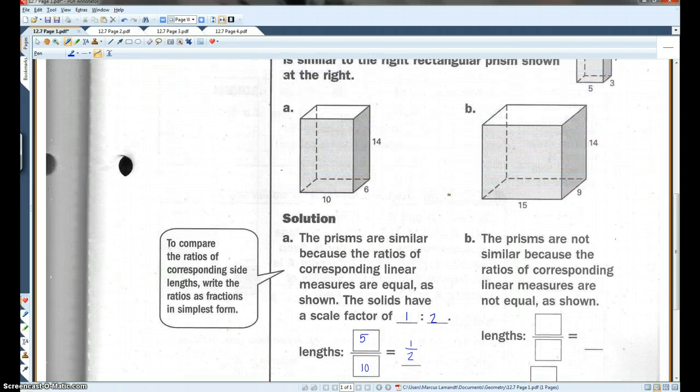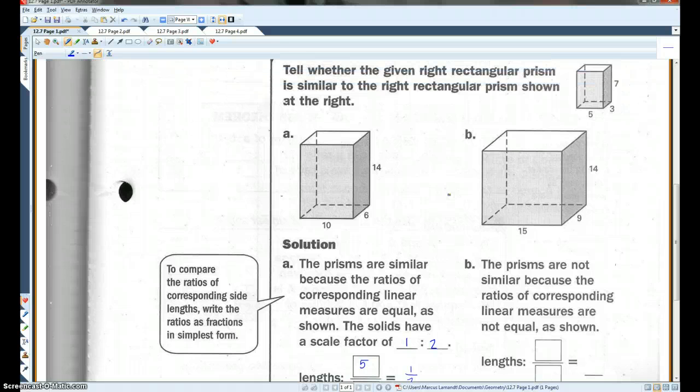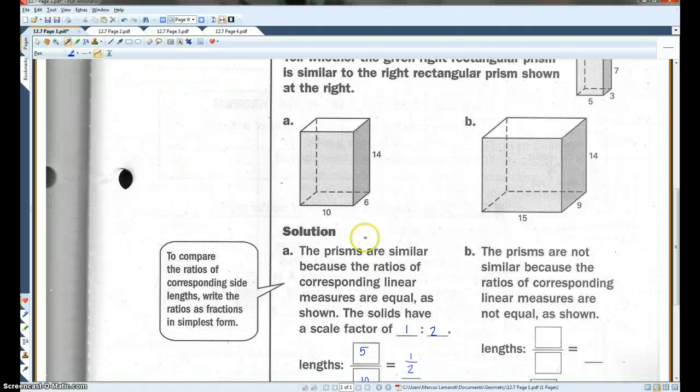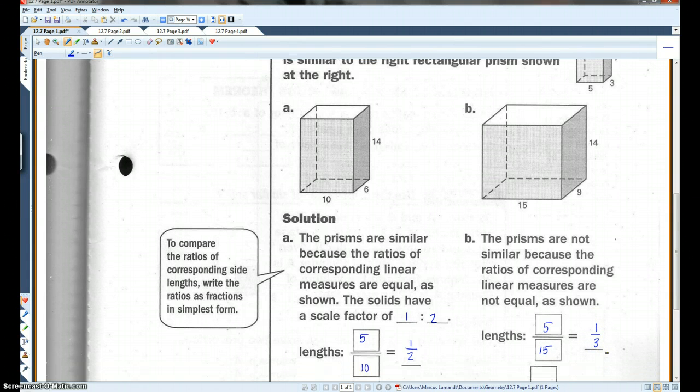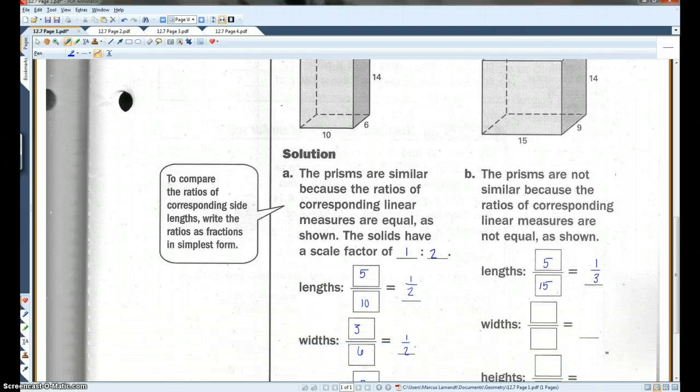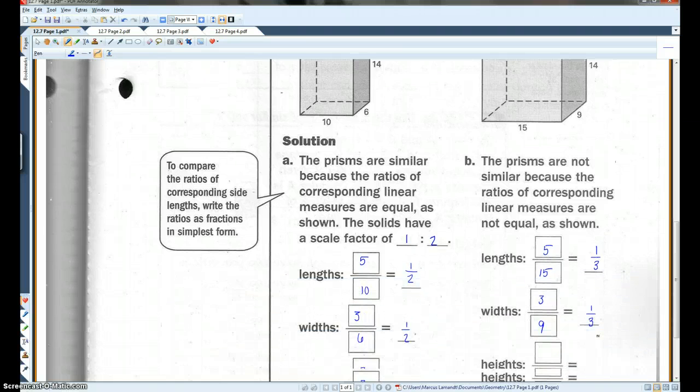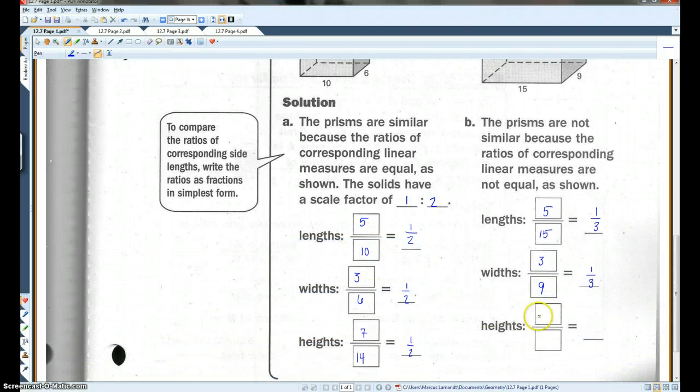Let's take a look at B. It says the prisms are not similar because the ratios of corresponding linear measures are not equal, as shown. So the lengths are 5 to 15, which simplifies to 1 over 3 if you divide top and bottom by 5. Widths, 3 to 9. This also simplifies to 1 over 3, but the heights, we have 7 to 14. This simplifies to 1 over 2. Because these are not equal, they are not similar solids.